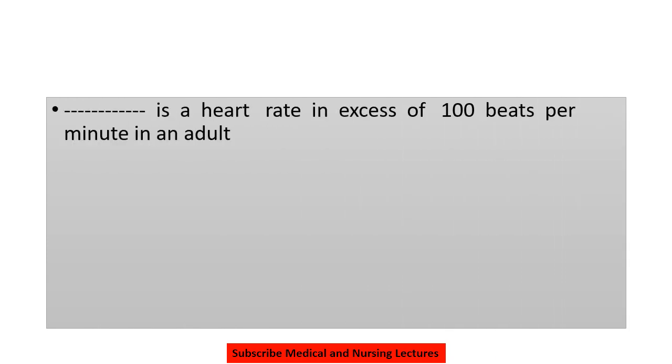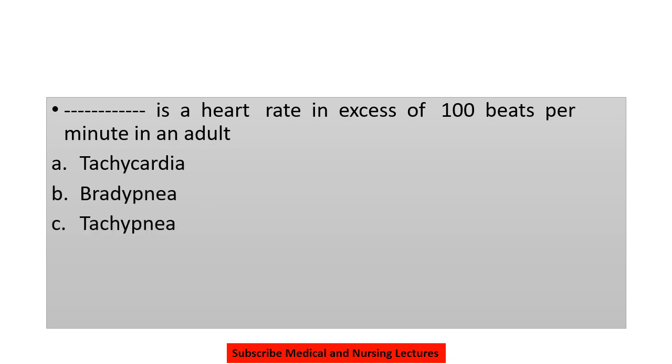Dash is a heart rate in excess of 100 beats per minute in an adult. So here the options are tachycardia, bradypnea, tachypnea, dysrhythmia, and the last option is bradycardia. As we know, the normal heart rate ranges from 60 to 100 beats per minute. So here they are saying that if the heart rate is above 100 beats per minute, what term will we use for that? So here the correct option is tachycardia.